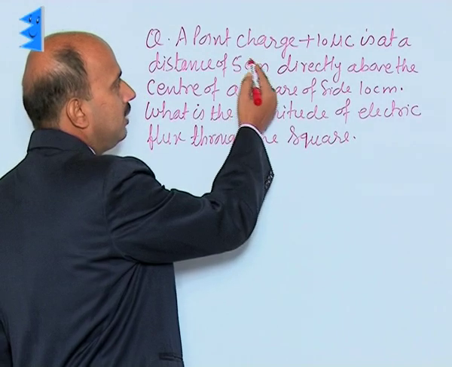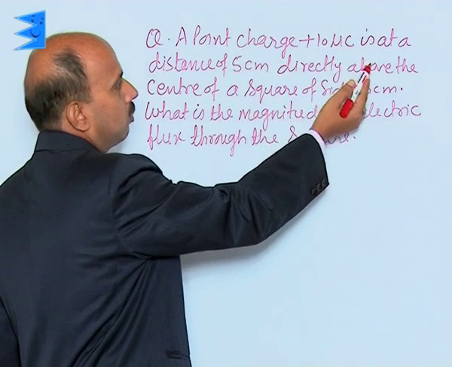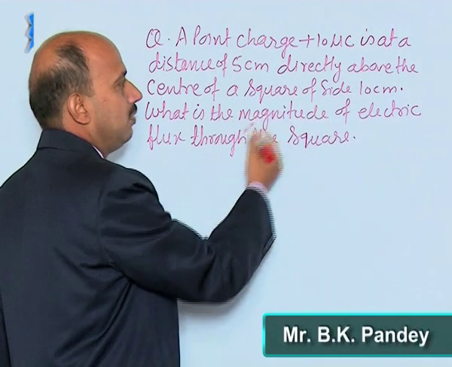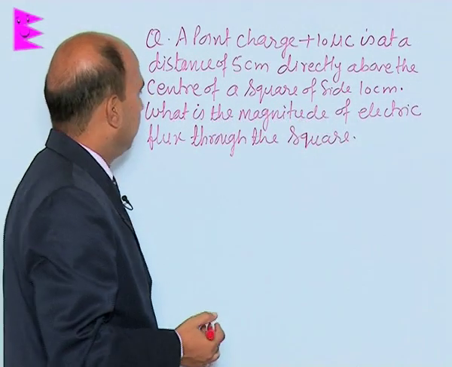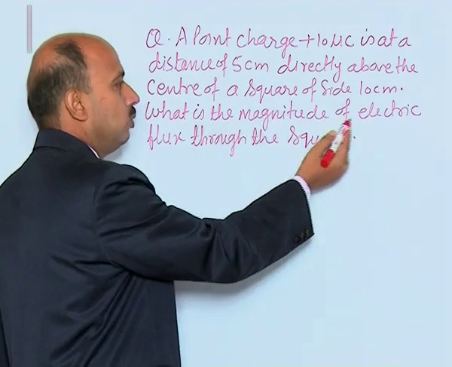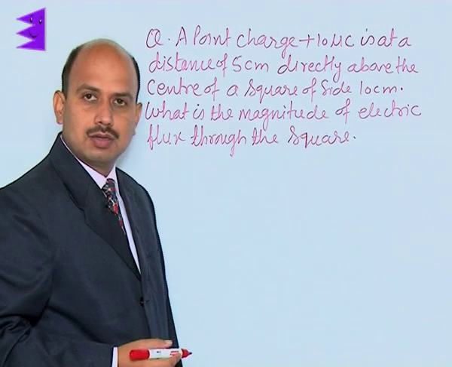Now see here, a point charge of plus 10 microcoulomb is at a distance of 5 centimeter directly above the center of a square of side 10 centimeter. What is the magnitude of electric flux through the square?